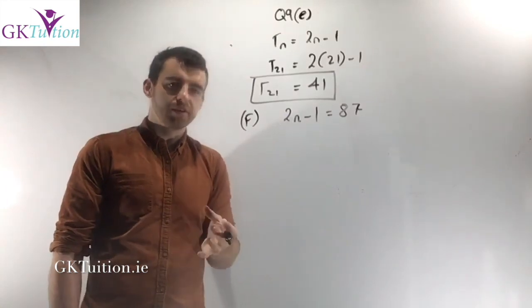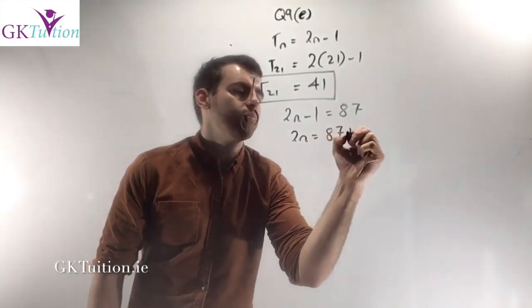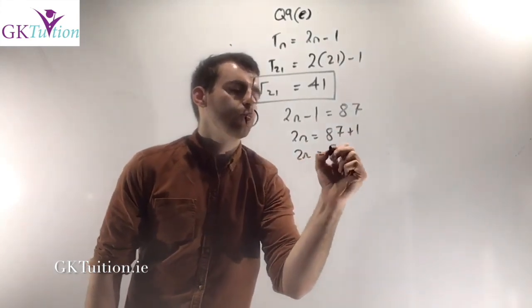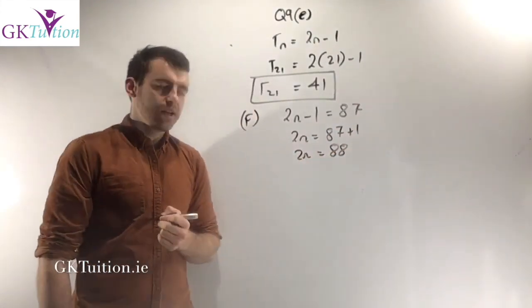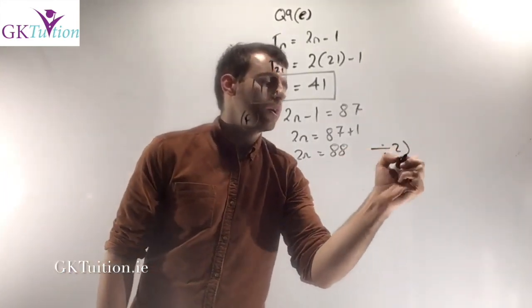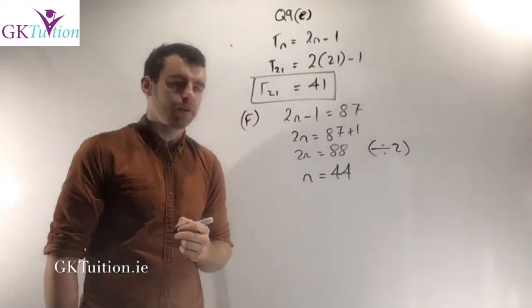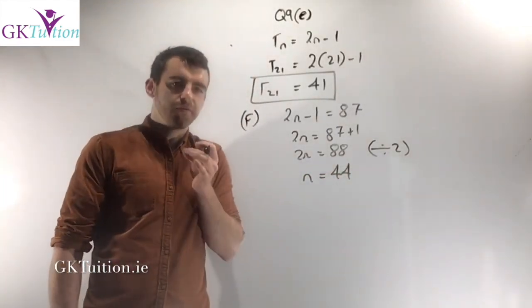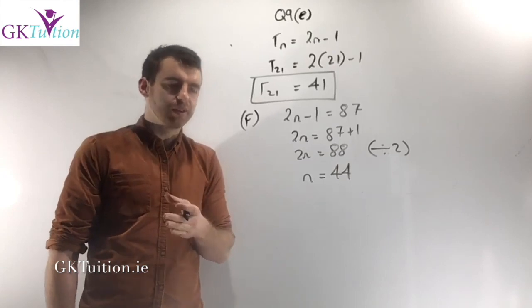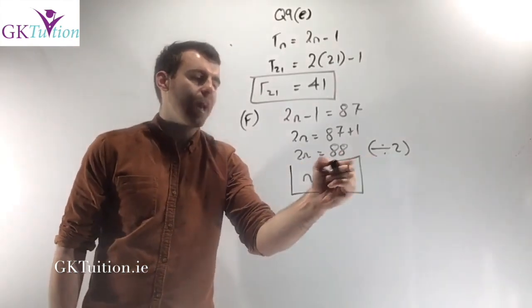The first thing I do here is add 1 to both sides, and I would get 2n is equal to 87 plus 1. 87 plus 1 is simply 88. Now in order to get n on its own, I would divide both sides by 2. 2n divided by 2 is just n, and 88 divided by 2 is 44. That tells me that the 44th pattern in this sequence will have 87 tiles in it. And that's your final answer for part F.